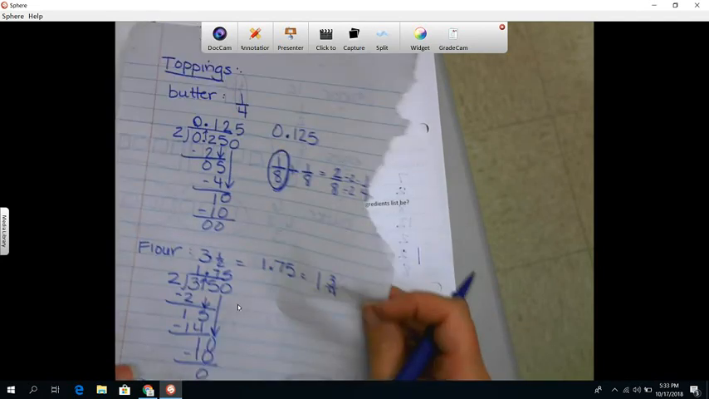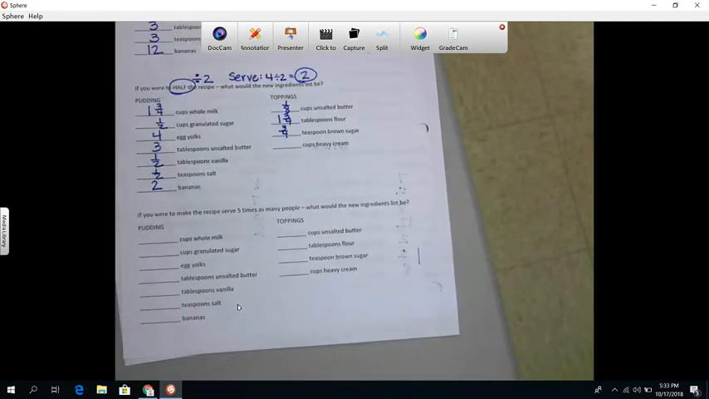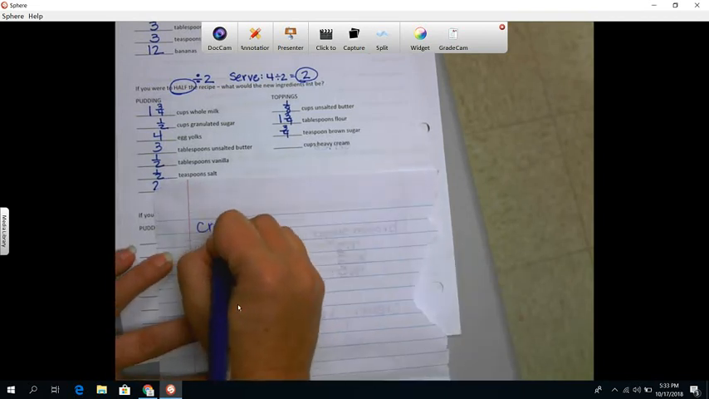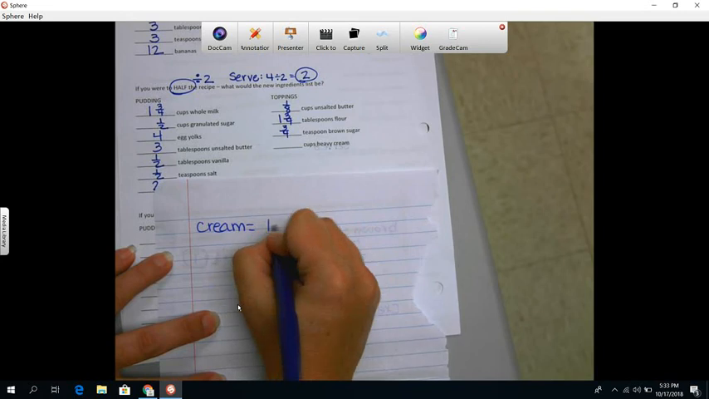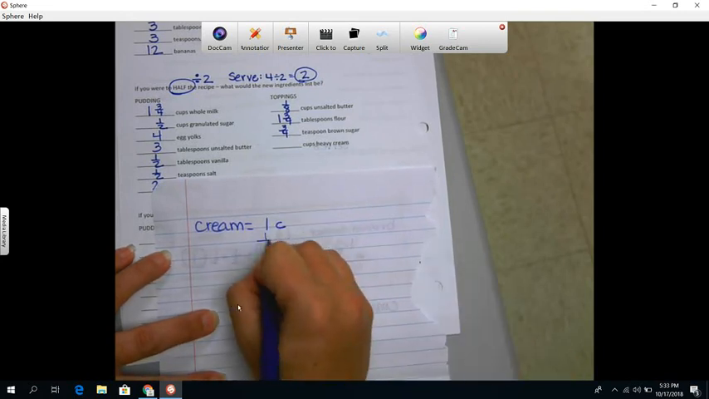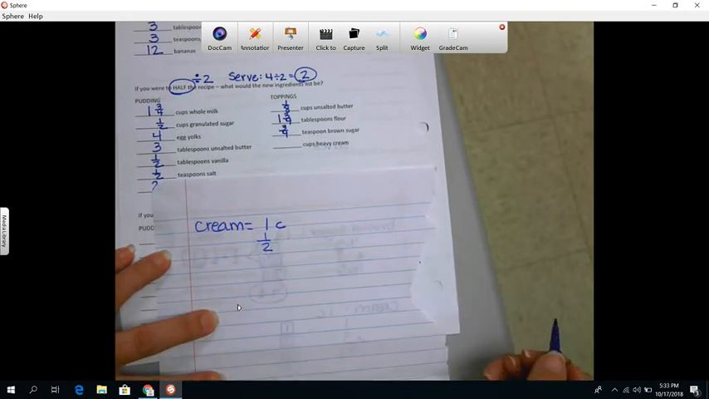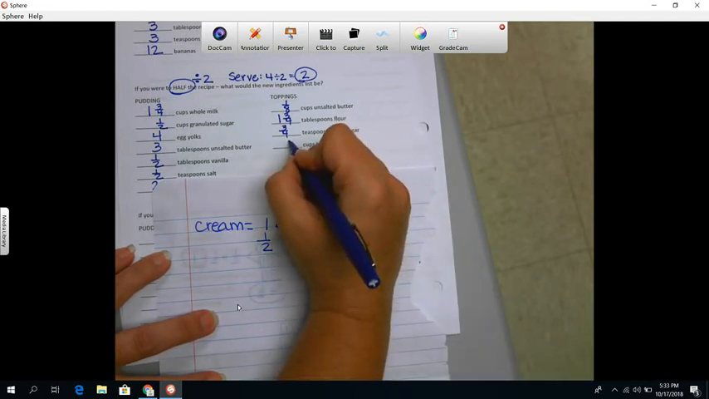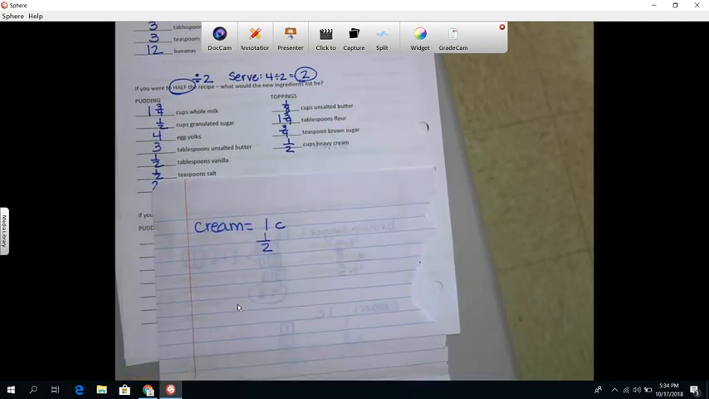And our cups of heavy cream. Last thing, our cups of heavy cream. We needed 1 cup of cream. So half of that would be 1 divided by 2. So half of 1 is half of a cup.